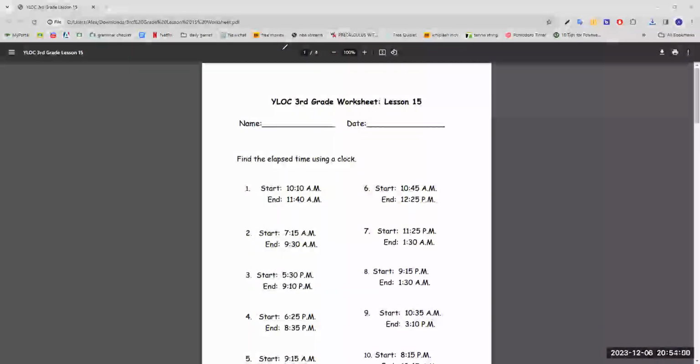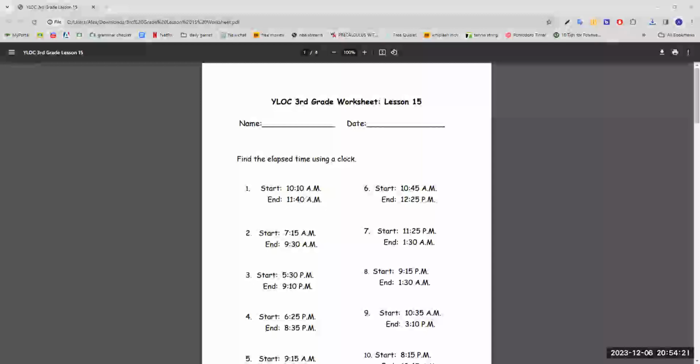Today we're going to be doing third grade worksheet lesson 15. So let's start off by finding the elapsed time using the clock. Number one, the start time is 10:10 a.m. and the end time is 11:40 a.m. So we see here that both times have a.m. in them. So we can just subtract the end time by the start time to find the elapsed time.